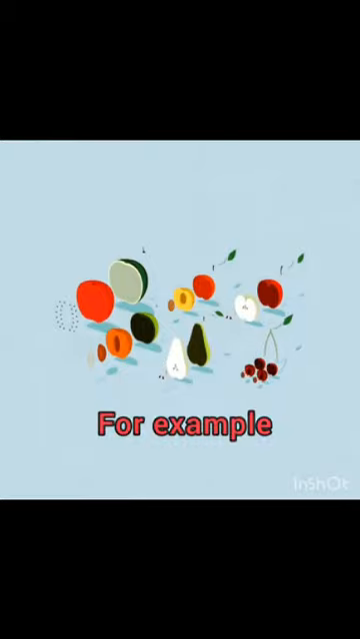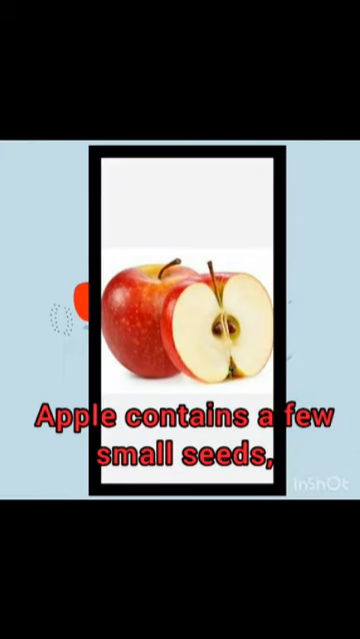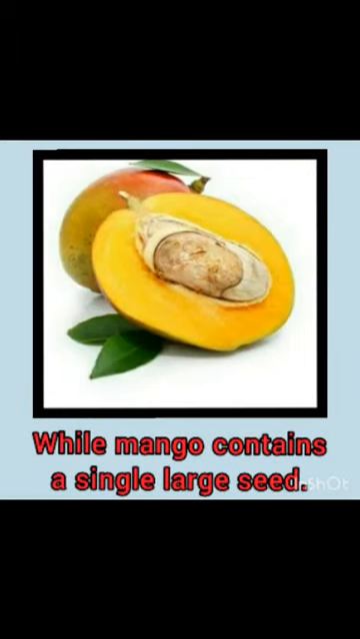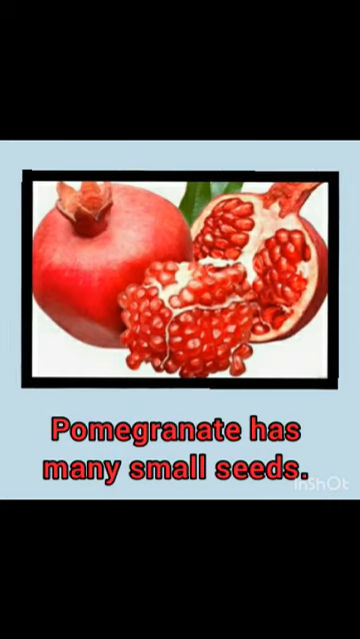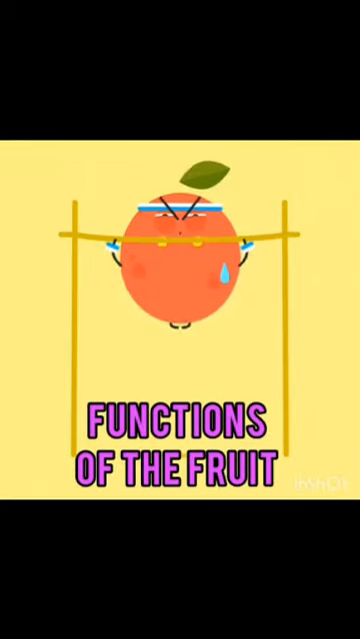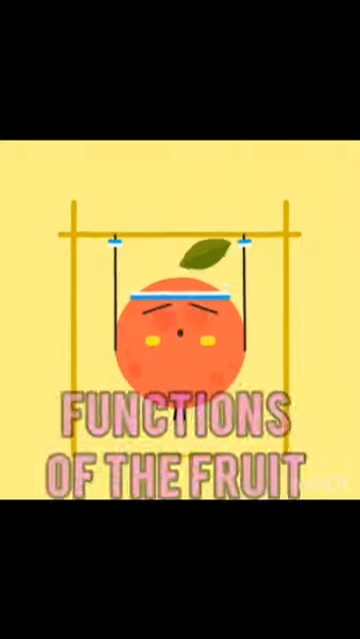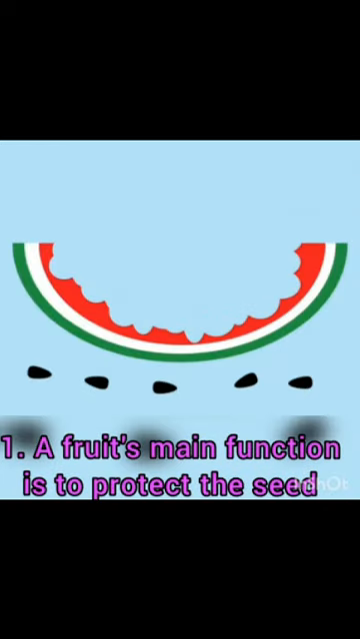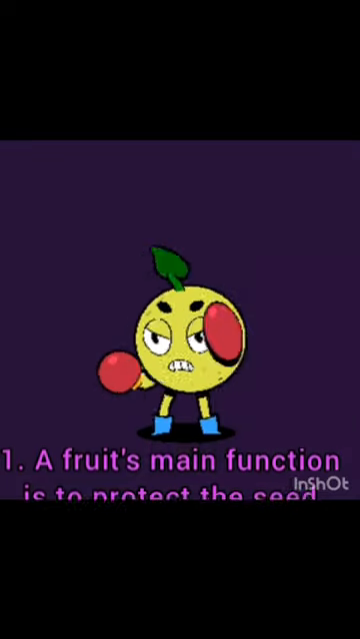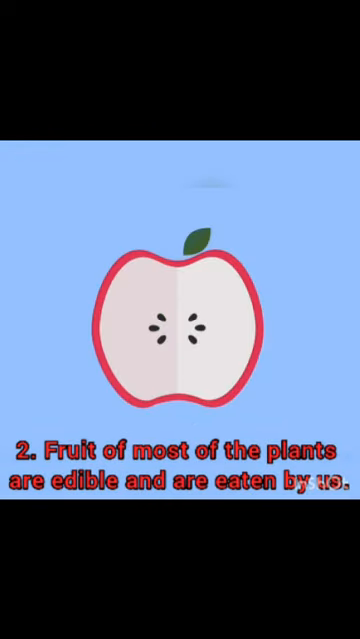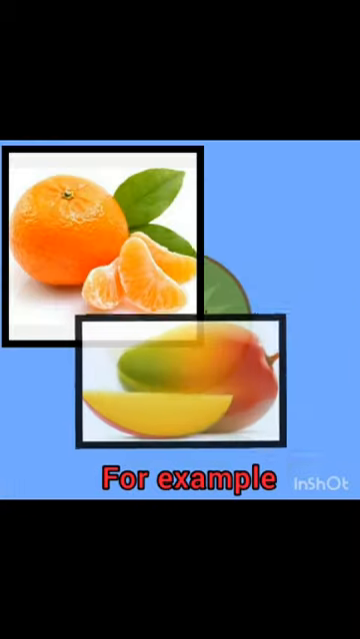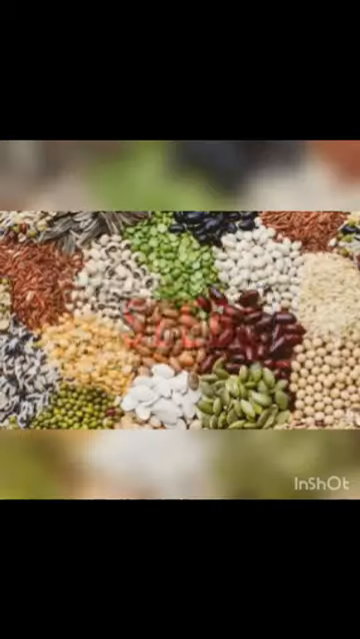For example, apple contains a few small seeds, while mango contains a single large seed. Pomegranate has many small seeds. Functions of the fruit. A fruit's main function is to protect the seed. Fruits of most of the plants are edible and are eaten by us, for example, orange, mango, and apple.